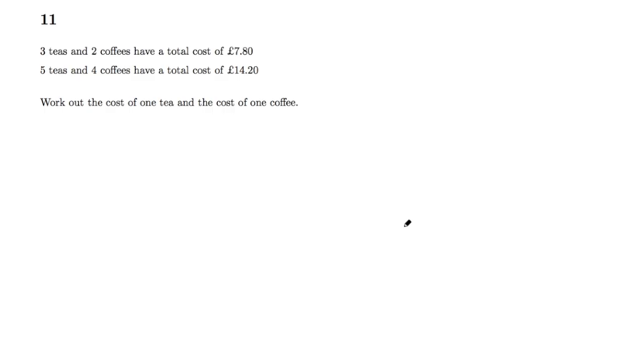Question 11 says 3 teas and 2 coffees have a total cost of $7.80. 5 teas and 4 coffees have a total cost of $14.20. Work out the cost of 1 tea and 1 coffee. Here is a simultaneous equations question, and I would go ahead and use the standard approach to simultaneous equation questions. So firstly, write out your equations, which are given in the question.